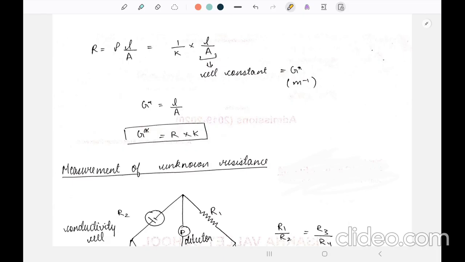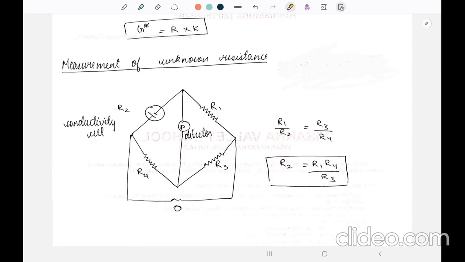That is the conductivity. So we can measure the cell constant in the following way: the resistance of the cell is measured with KCl solutions whose conductivity at different temperatures and concentrations is already known. And then the resistance of an electrolyte can be measured by using a cell that is based on the Wheatstone bridge principle.